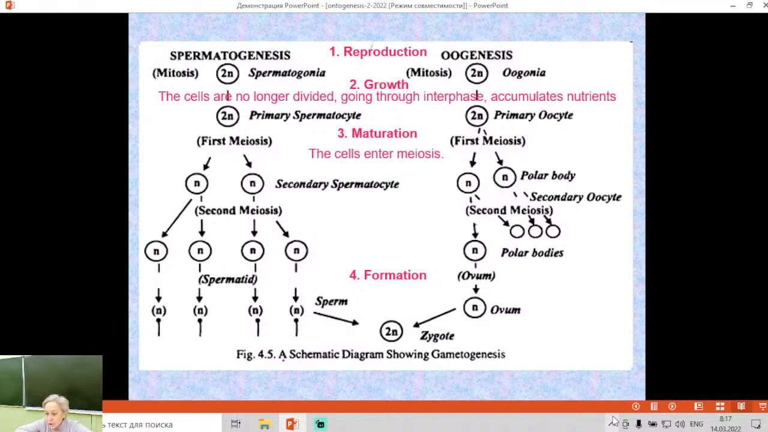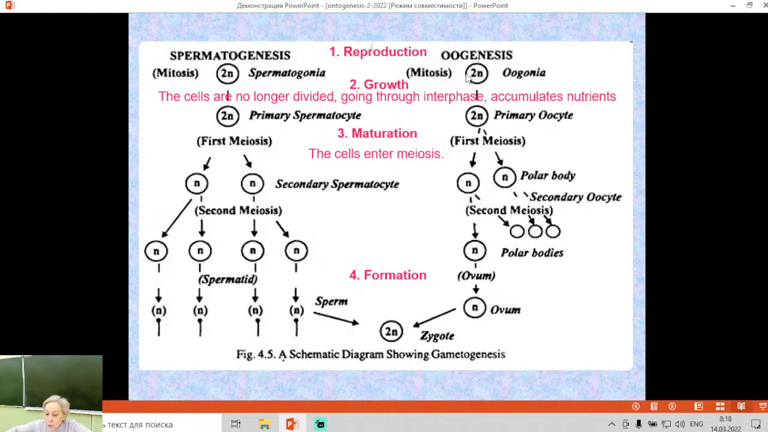After first meiosis, the primary oocyte divides into two different cells. Big cell, secondary oocyte, and small cell, polar body. After second meiosis, the cytoplasm divides unevenly, and the secondary oocyte divides into two daughter cells again, one big and one small. The big daughter cell is called egg or ovum, the small one a polar body too. The polar body, which forms after first meiosis, divides into two polar bodies.